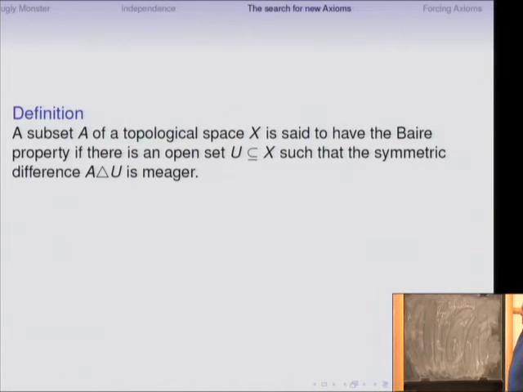A subset of a topological space is said to have the Baire property if it is equivalent to an open set up to a set of first category. Here is the topological space X. Here is the set A. And if you can find a set U, an open set which is almost A, what does it mean? Almost means the symmetric difference is meager. Meager means a countable union of nowhere dense sets. So if it's almost an open set, that's a relatively nice property of sets.